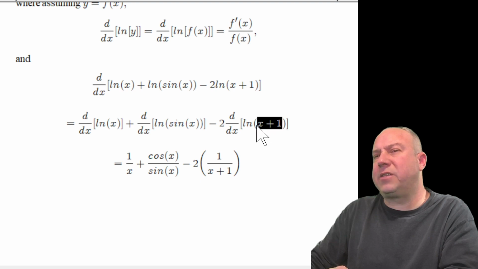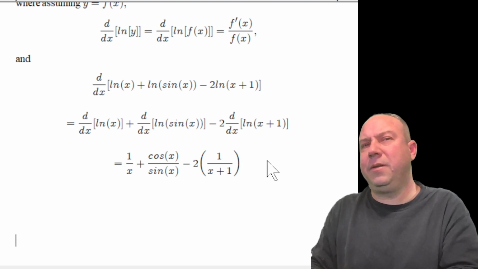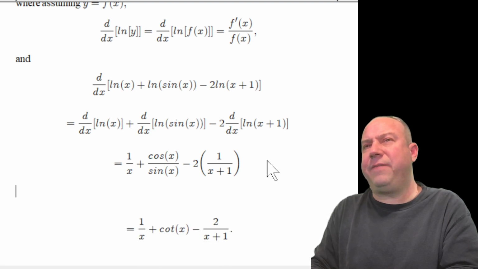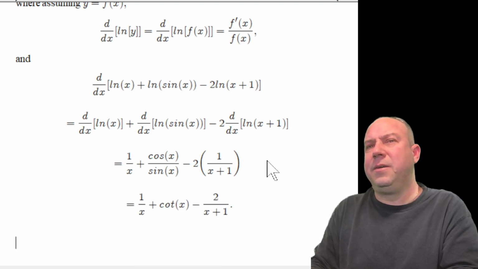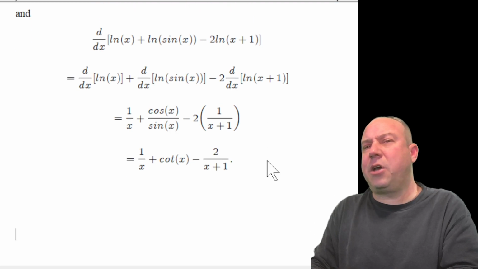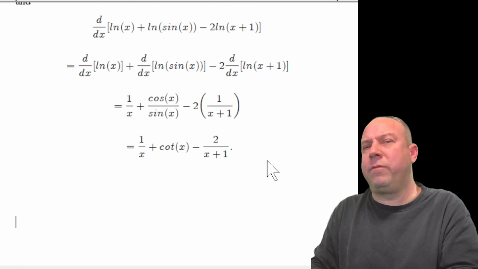The derivative of x plus 1 is just 1. And we put that back over top of our function x plus 1. Okay. So what we end up with is on the left, f prime of x must equal 1 over x plus cotangent of x minus 2 over x plus 1.